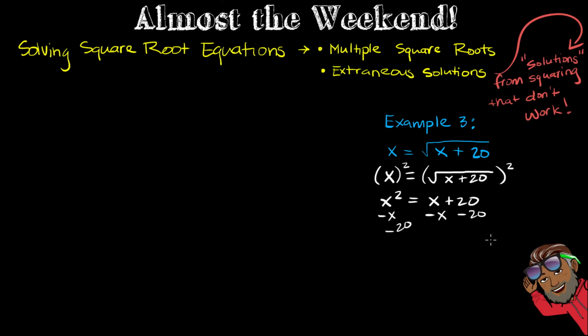And on the right side, you'll notice that I now have 0. I have equals 0. I'm going to rewrite the x squared, the x, and the 20 in descending order from the largest exponent to the smallest exponent.